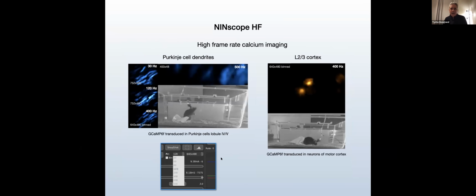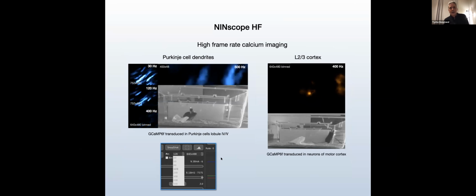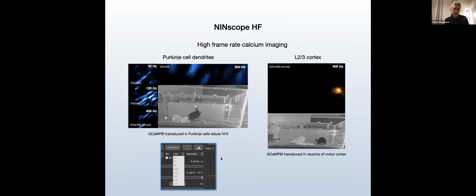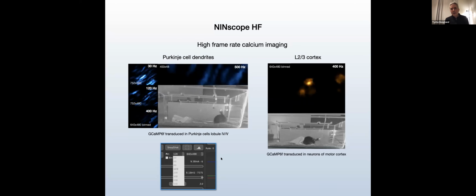Okay, so these are some examples of data that we acquired with our high frame rate iteration of Miniscope. So we acquired at 30, 120, 400 Hertz, and 500 Hertz, you see here on the left, from Purkinje cell dendrites that were transduced with GCaMP6f. And so there's options in the software to either select custom size regions or to bin frames to combine pixels to increase sensitivity. But we're overall pretty pleased that even with this Python 480 sensor, we could still obtain reasonable data, even at high several hundreds of Hertz acquisition rates.